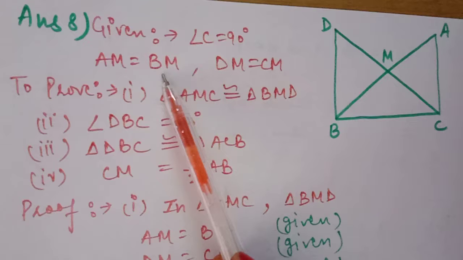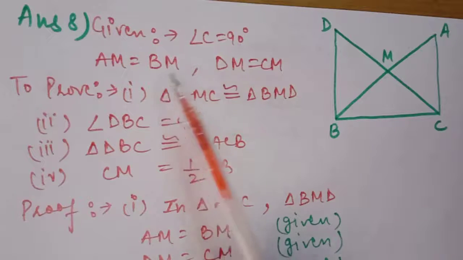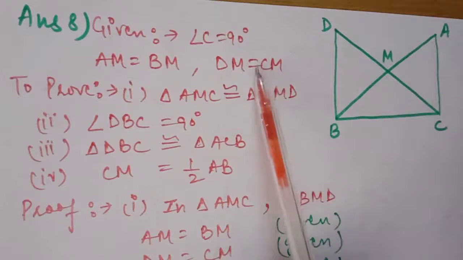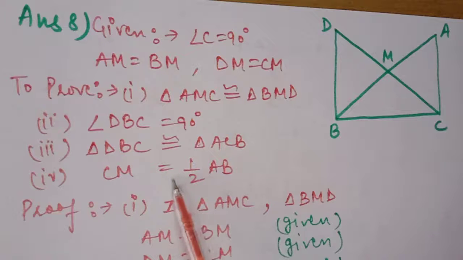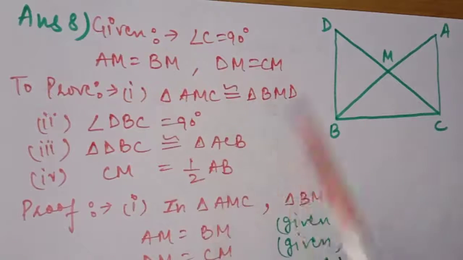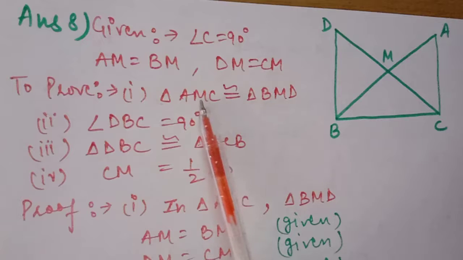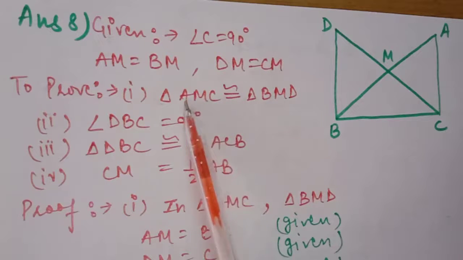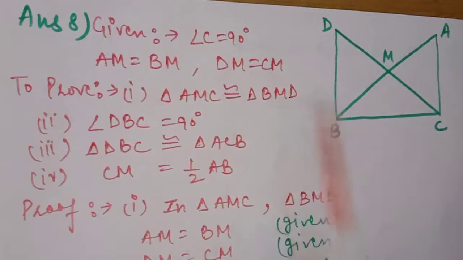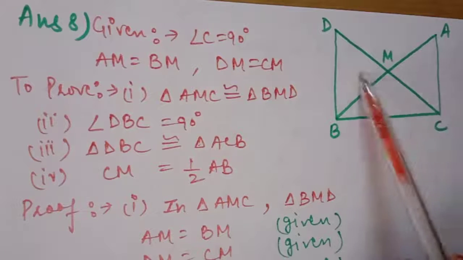C is joined to M and produced to the point D such that DM and CM are equal to each other. It means it is also given, and we have to prove these four parts. So three things are given and we have to prove these four parts. We will start with the first part. In the first part, we have to prove that triangle AMC and triangle BMD are congruent to each other. So AMC and BMD, these two triangles.